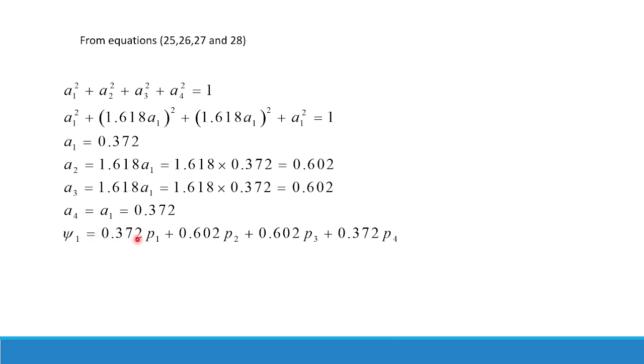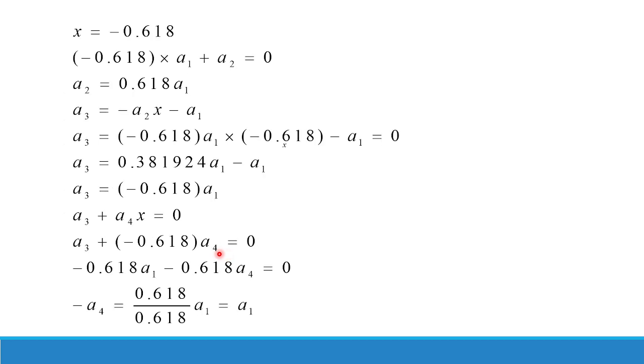So a1 is equal to 0.372, a2 is equal to 0.602, a3 is equal to 0.602, and a4 is equal to 0.372. So the first equation for the wave function we have determined.